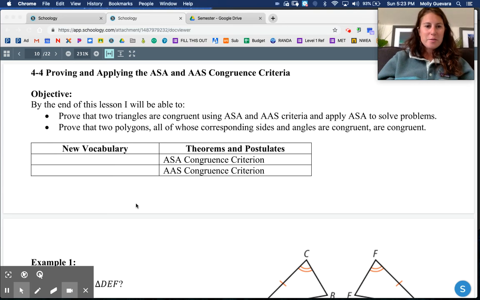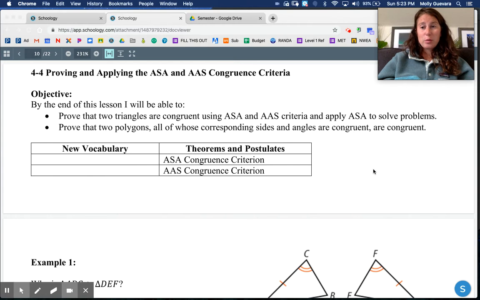Hey everyone, welcome back. We're going to do 4-4 today, which is continuing our talk on congruent triangles. The two conditions that we're going to look at today are angle, side, angle, so now we know two angles and the side between them, and then angle, angle, side. We're going to look at those two, and we're going to do some word problems. We're going to do some practice. It's going to be super fun.